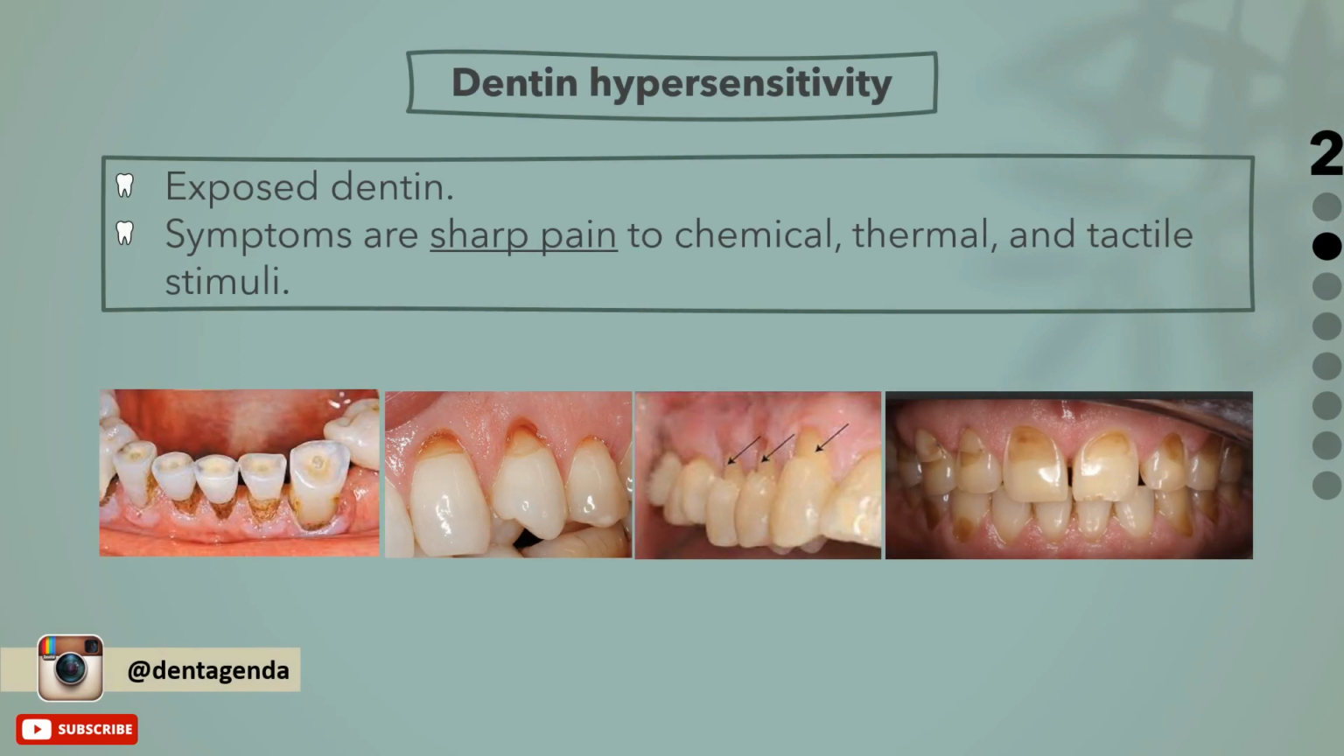Dentin hypersensitivity. In case of exposed dentin, like in cases of attrition, abrasion, abfraction, or erosion, that exposed dentin will produce some sort of a sharp pain due to chemical, thermal, or tactile stimuli. Learn more about these differences at DENTAGENDA on Instagram.